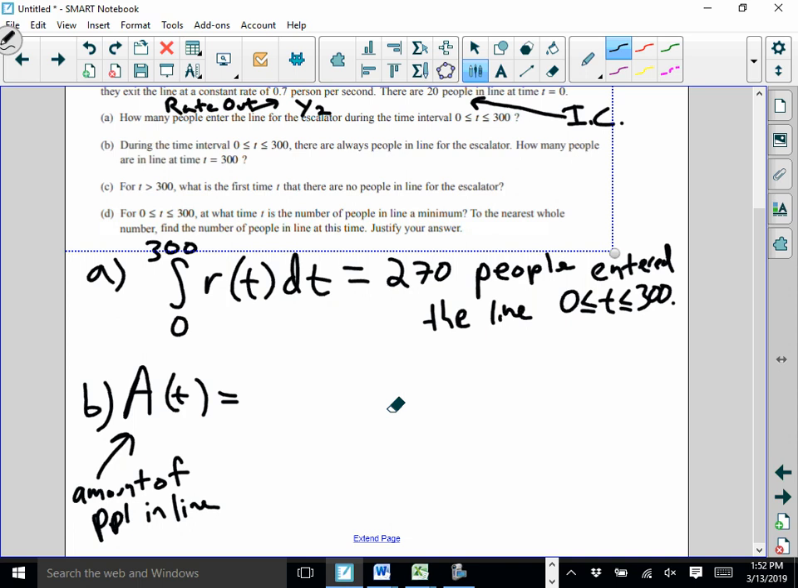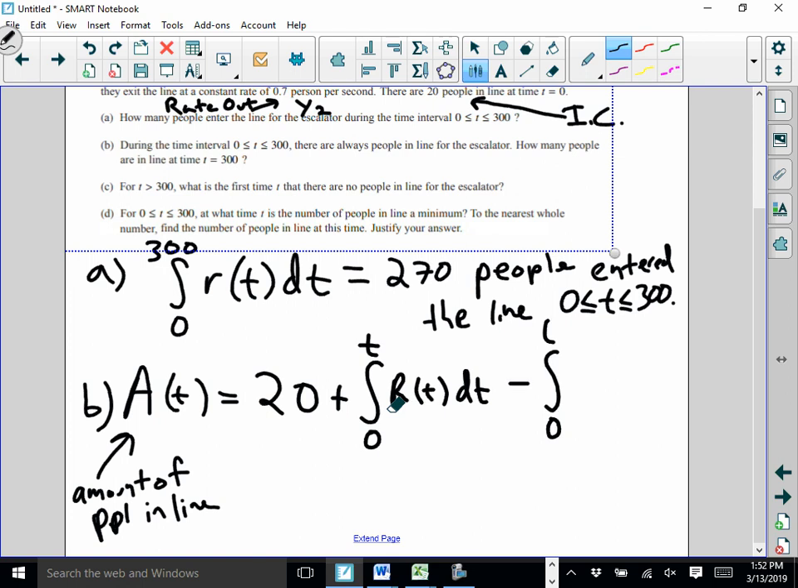Then I have to think about how much I added. Well, to add, I do the integral of the rate. Then I have to subtract away the integral of the people who exited the line. That's my rate out. Now, they never named it, so we'll just say 0.7 C. So it's always initial condition plus integral of rate in minus integral of rate out. This equation will serve us well throughout this whole problem, especially in part D.